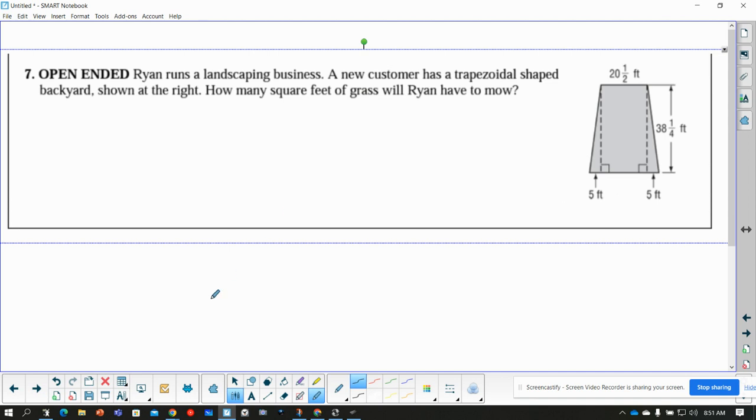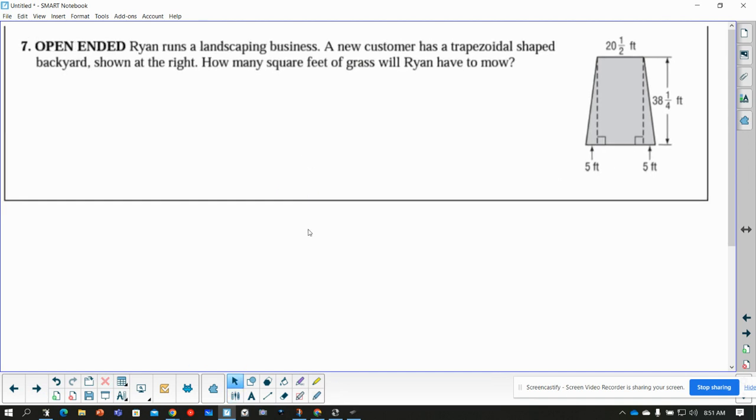Number 7 says, this is an open-ended question here. A new customer has a trapezoidal shaped backyard shown on the right. How many square feet of grass will Ryan have to mow? All right, so notice this one we have to do a little bit extra here, because it says it's 20.5 feet here, but this whole base down here isn't shown.